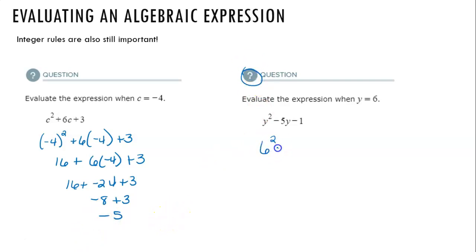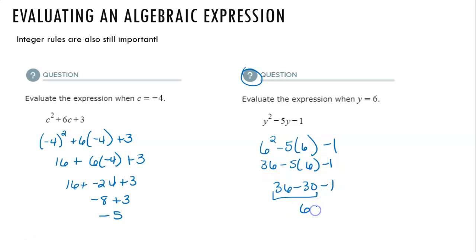You should have turned this one into 6 squared, minus 5 times 6, minus 1. 6 squared is 36. 36 minus 30 minus 1. We're not going to do that all at once. 36 minus 30 is 6, and 6 minus 1 should become 5.